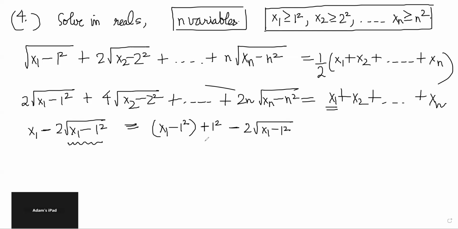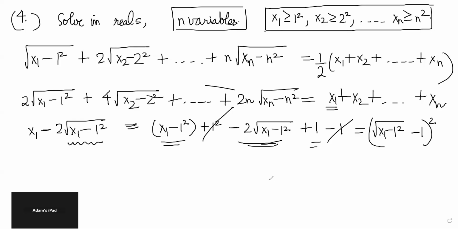Do you understand what I have done? These terms are fitting now. I just need the third term, which will be plus 1, so I have to add minus 1 also. Notice that this plus 1 will cancel this minus 1. So this term and this term together become root over x1 minus 1 square minus 1 whole square. Do you understand what I'm saying? Similarly, you can do everyone, correct?